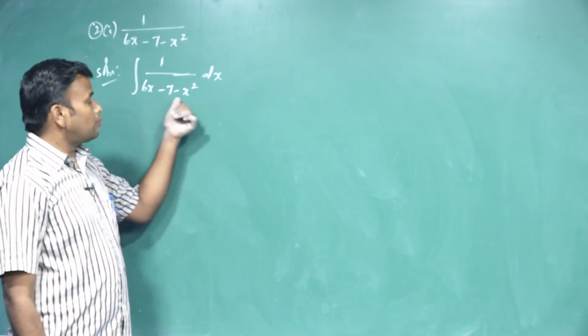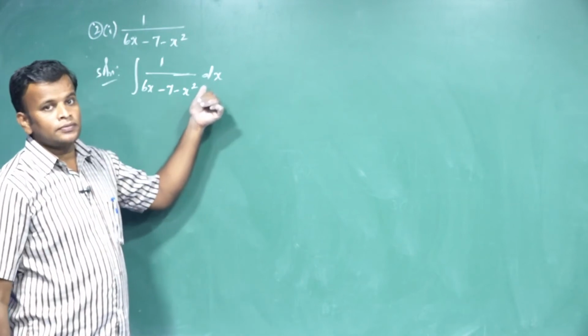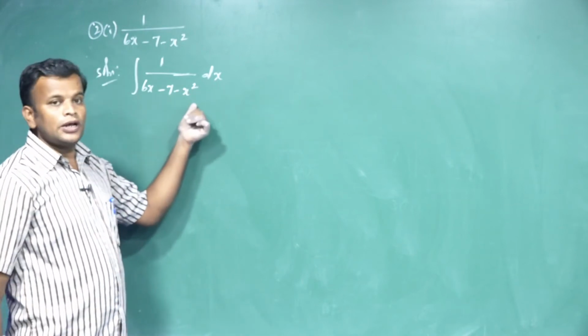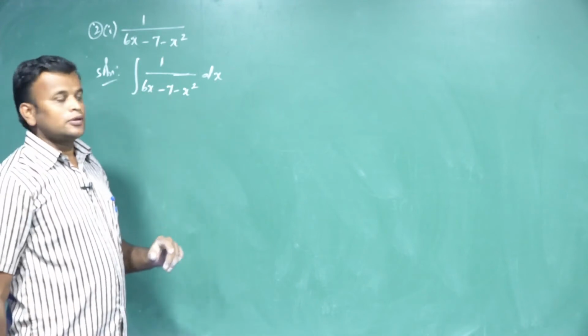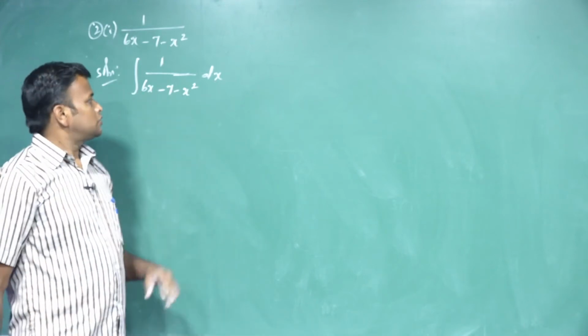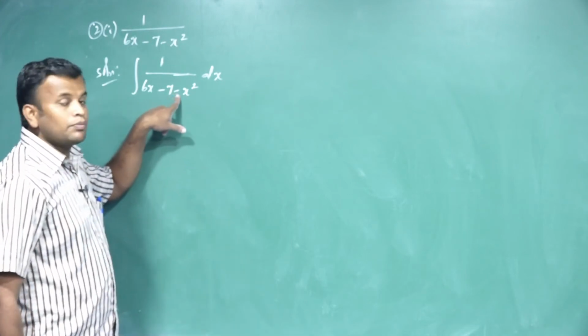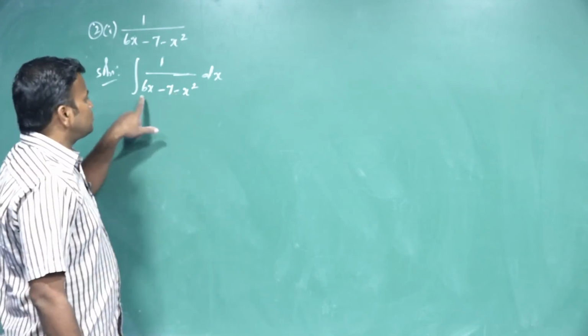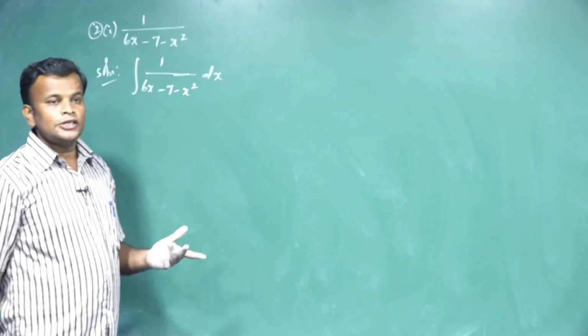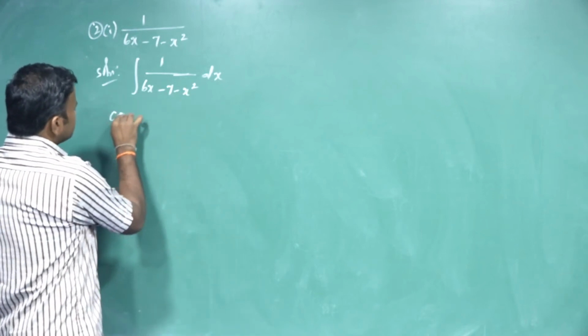You see, it is a quadratic polynomial. It starts from x square, so directly there is no formula. So the first step: add and separate coefficient of x by 2 the whole square. But x square starts from minus. So first we simplify the quadratic polynomial.